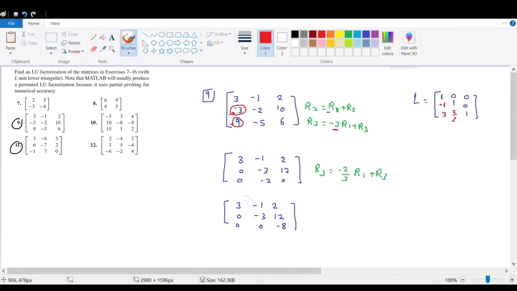So this is our matrix U, this is our matrix L. So from here A is equal to LU, which means it is equal to 1 -1 3, 0 1 2 over 3, and 0 0 1, which is L. Then we have U: 3 0 0, -1 -3 0, 2 12 -8.